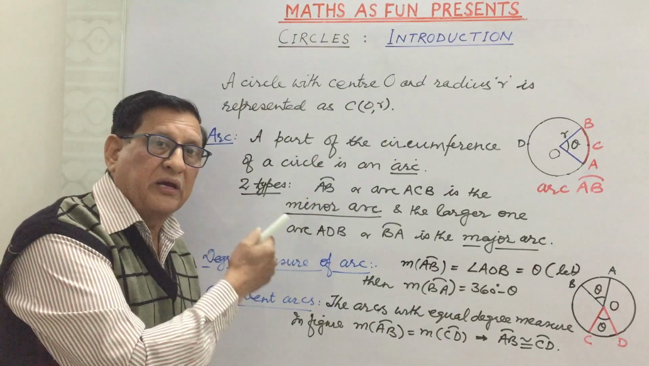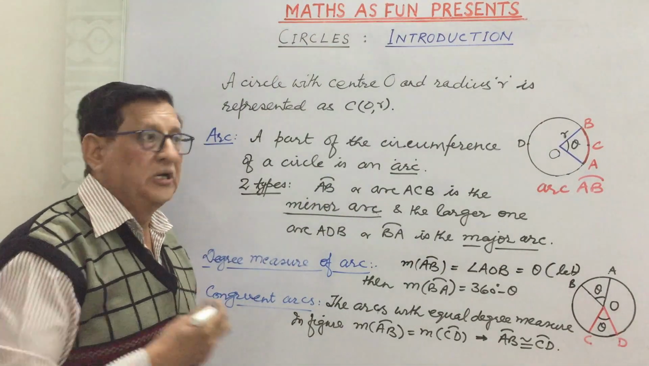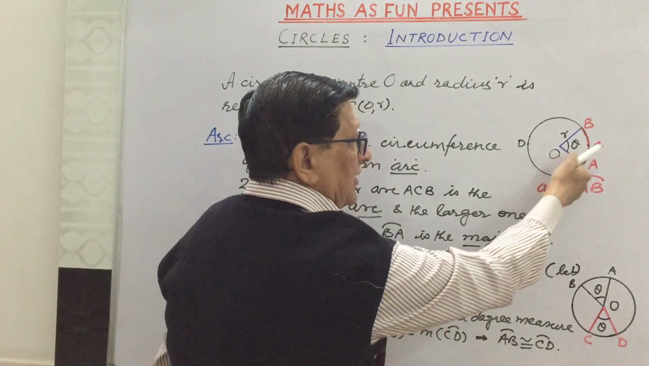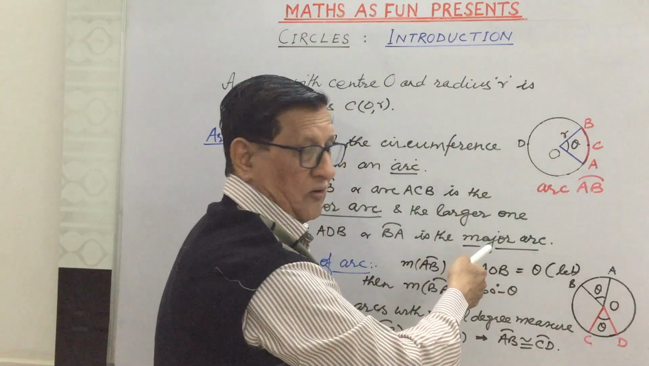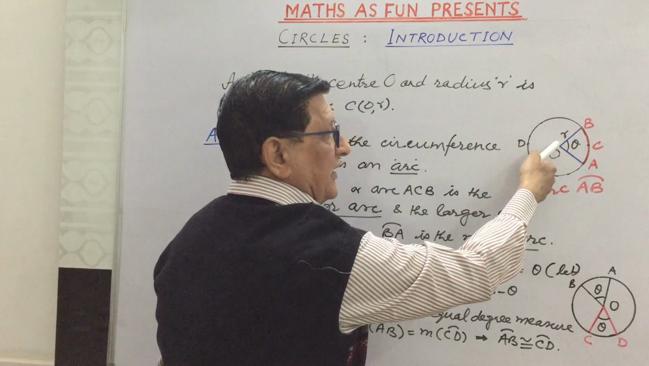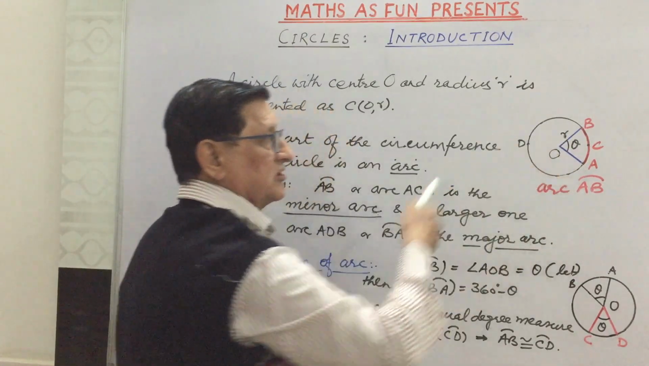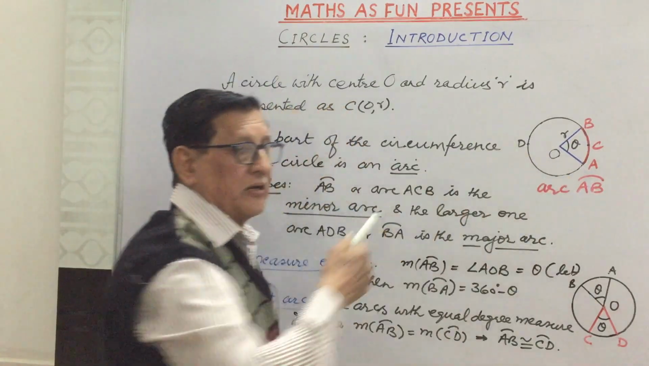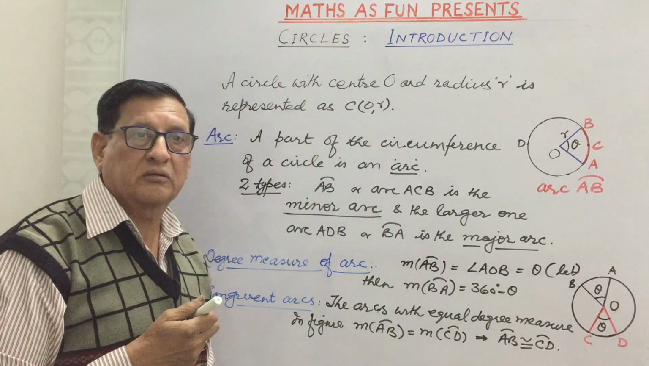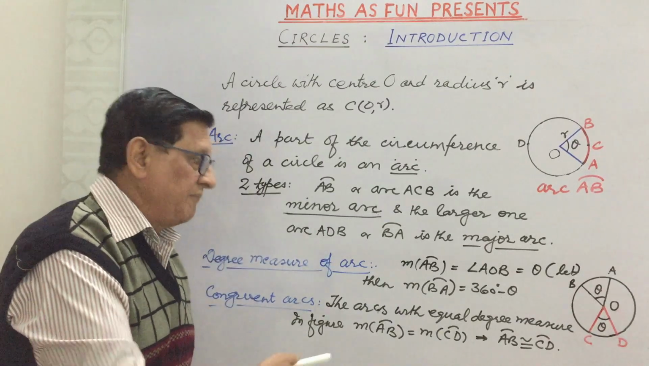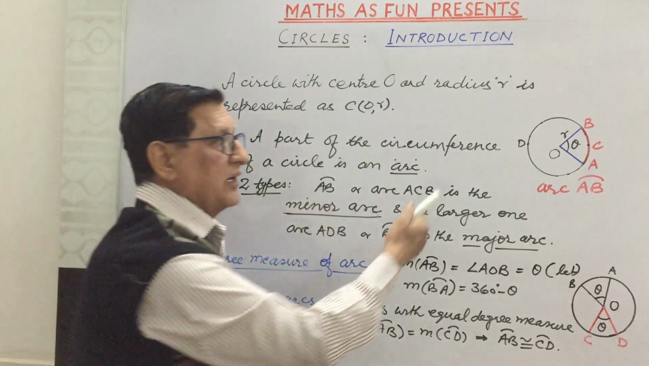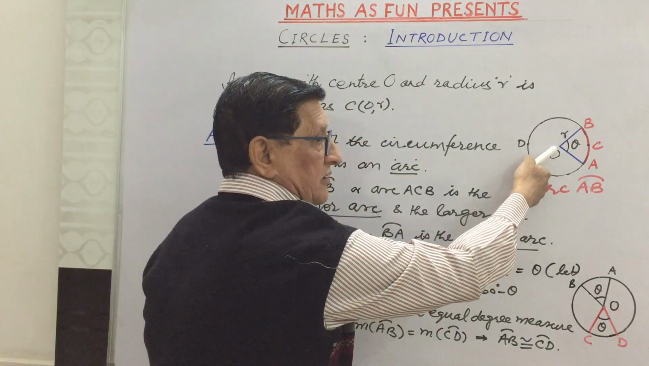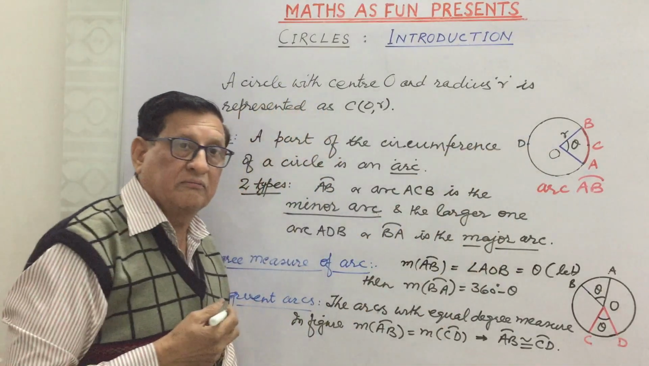What about the degree measure of an arc? See here, suppose we have an arc AB. What angle is it subtending at the center of the circle? Suppose it is theta here. Then this theta is known as the degree measure of an arc. So we can say the angle subtended by an arc at the center is known as its degree.